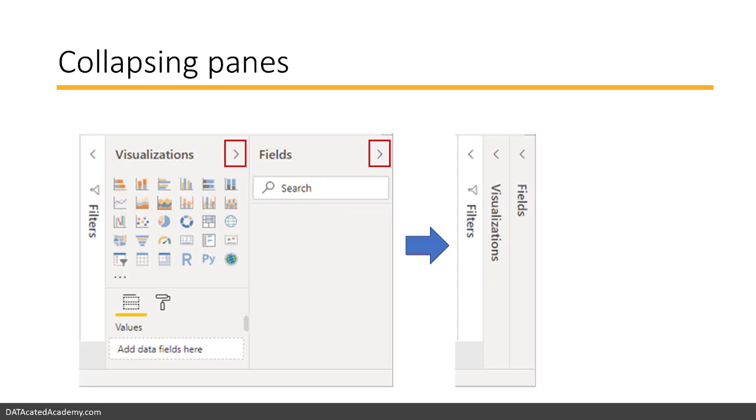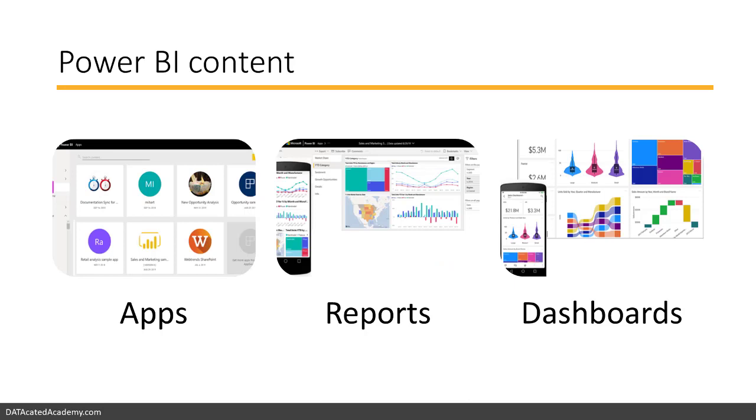A quick tip here on collapsing panes, that you can actually collapse the filters, visualizations, and fields panes in order to provide some more space in the report view or in that canvas by selecting that small arrow as shown in the following screenshot. All right, now let's go ahead and introduce Power BI content.